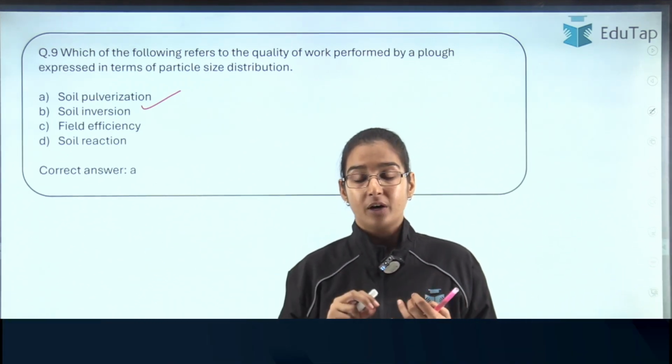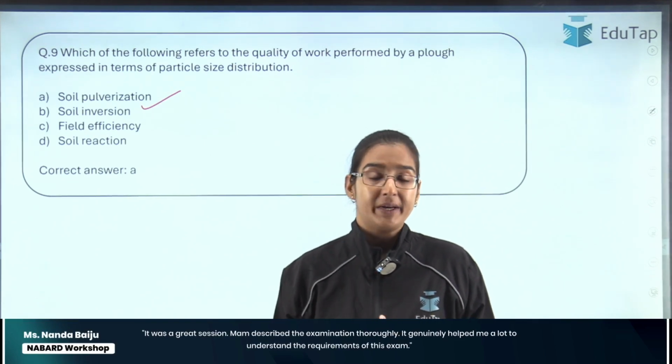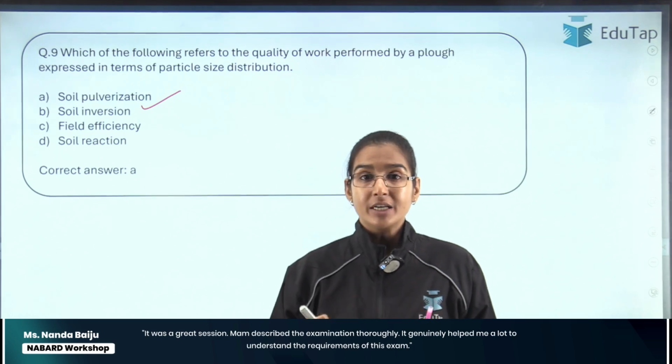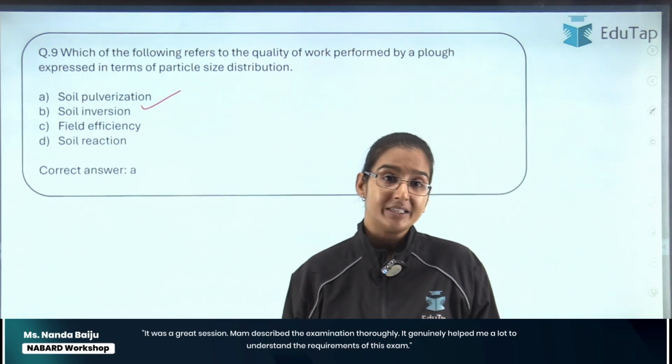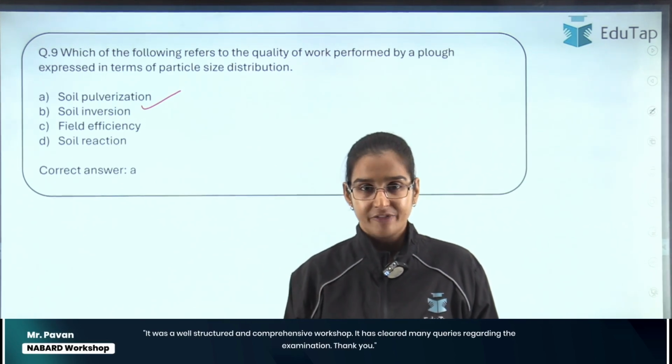So when the machine is working at its rated forward speed at its rated width, then what is the 100% of the capacity which can be achieved by the machine? That is known as the theoretical field capacity.